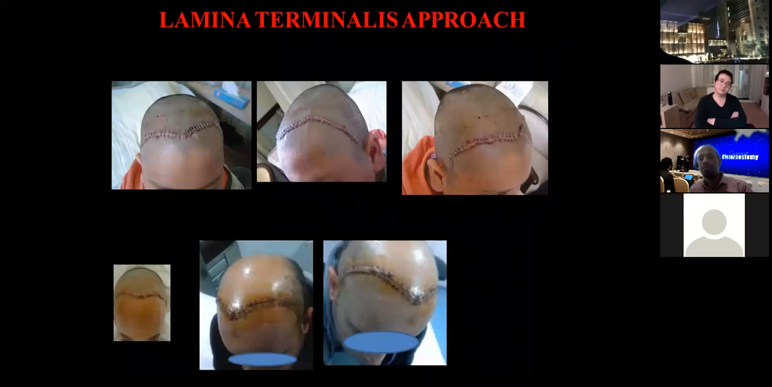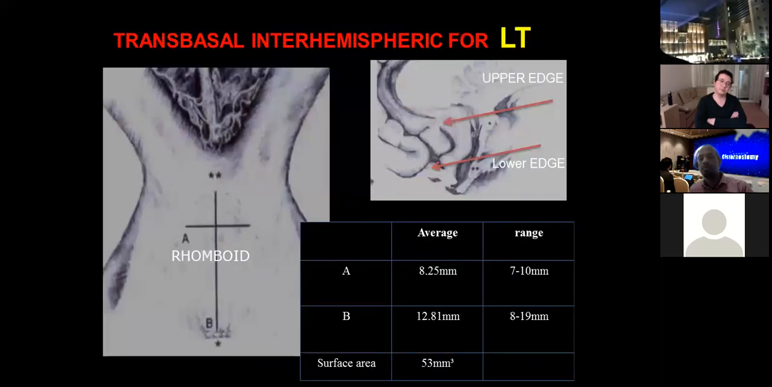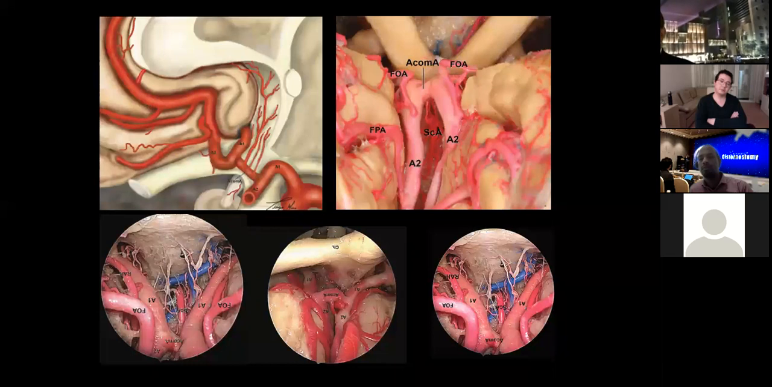And this is my workhorse incision, my coronal incision. I put it behind the hairline so that when the hair grows back, you will never discover that he had surgery. And this is the lamina terminalis where I go. This is a paper by my friend from Italy. And these are the views of the lamina terminalis.